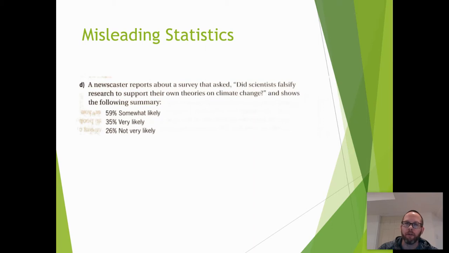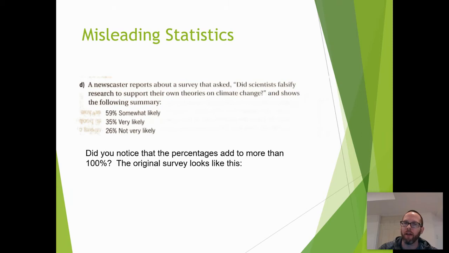If you noticed, when you add up those percentages, they don't add to 100%. So something's fishy here. Something's very fishy. This newscast was reporting about a survey, so they actually took the survey results and made their own condensed version of it, either to skew the data and make it look a certain way, which definitely happens, or unintentionally. I don't know what happened here, but here's what the original survey looked like. You can see that the 59% came from combining the top two, 35% and 24%.